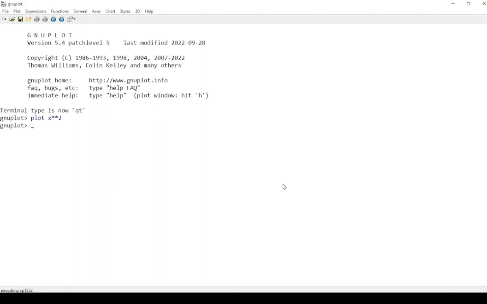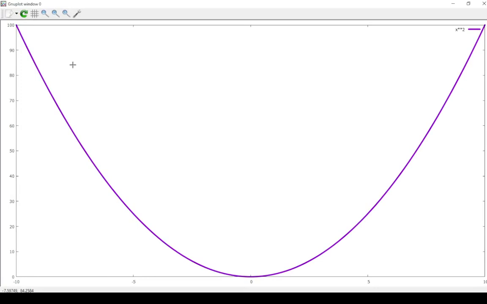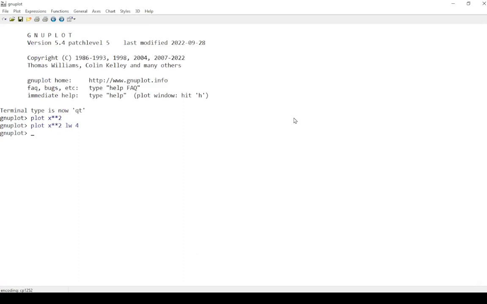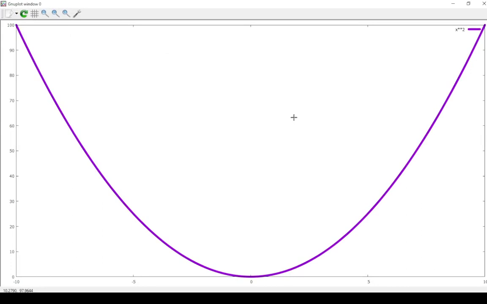So this is plot x square. If I plot the same x square, but make the line width a little bit higher, because it looks like a very thin line, make it LW4. Oh, what happens? It's becoming thicker. If I plot with LW6, it's getting thicker and thicker. So you can change it as you need, and whatever is asked in the exam, you just do that.